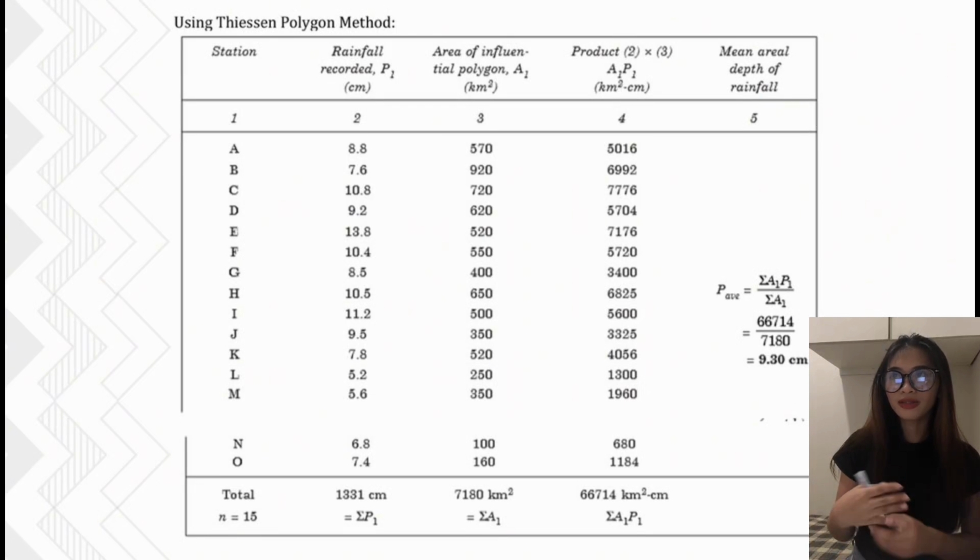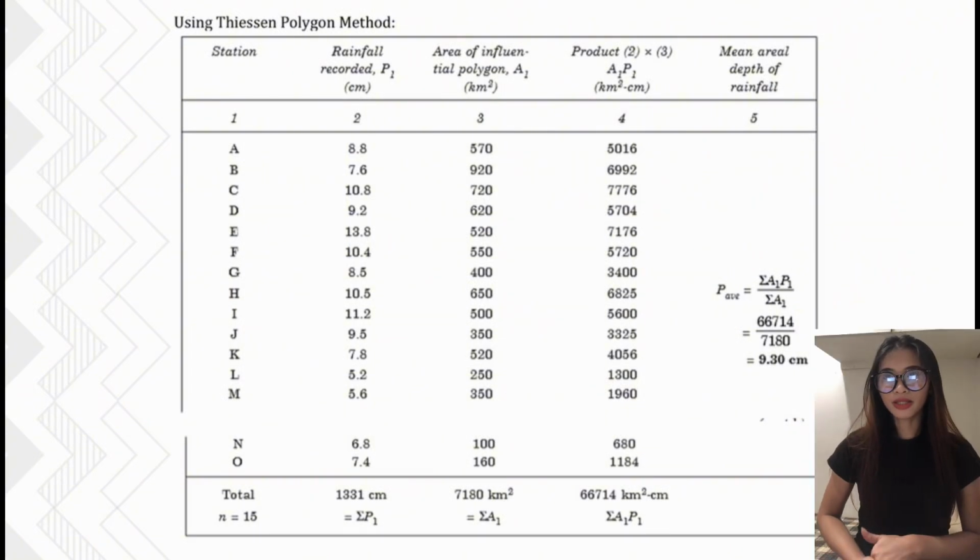And by using the Thiessen polygon method, we have the P average, the summation of the area of the influential polygon, which is our A1, multiplied by P1, and all over the summation of A1. So 66,740 all over 7,180, we will get 9.30 centimeters. This is the end of my discussion.